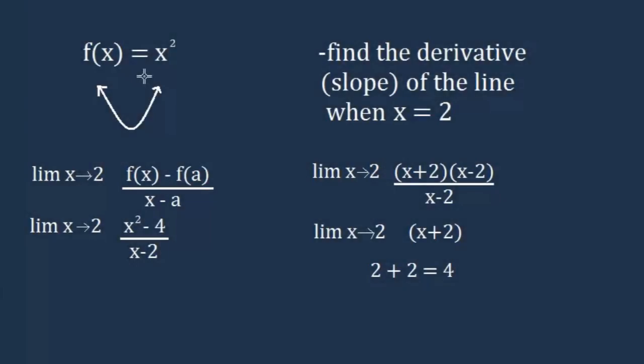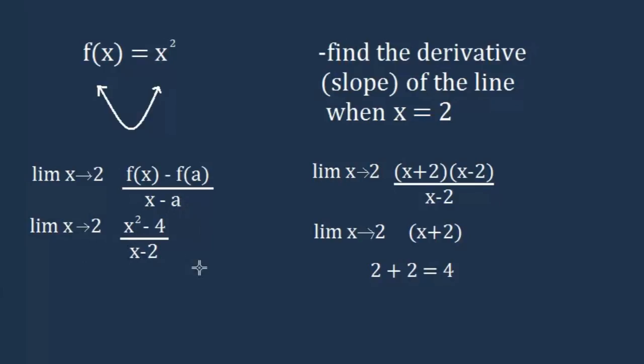Here's a basic example. Given the graph x squared, we need to find the derivative or slope of the line when x is equal to 2. We can do this by plugging in our given values into our limit definition. Here we have f of x, which is just x squared, so we can plug that into our equation. Then we have f of a, which is really just the y value, so we plug 2 into our original equation and get 4, which goes there.